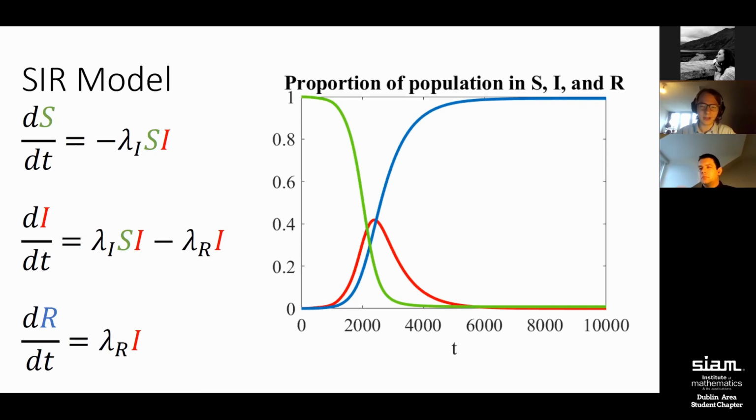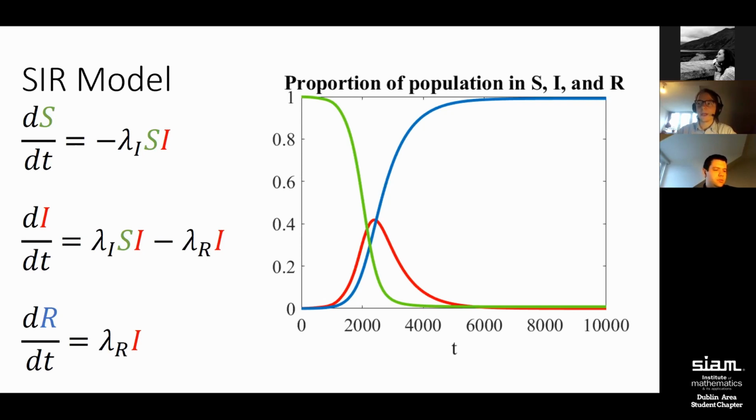And when you integrate your equations, you see the lovely curves we have on the right. So the green bar there is your susceptibles, and you see in the beginning almost everyone is susceptible. You have a small seeding of infected individuals, and they're tracked via the red curve. So you see that the red curve peaks at about 0.4 in this particular instance, and then goes away. And in the long time limit, you've only got recovered individuals left in your population.